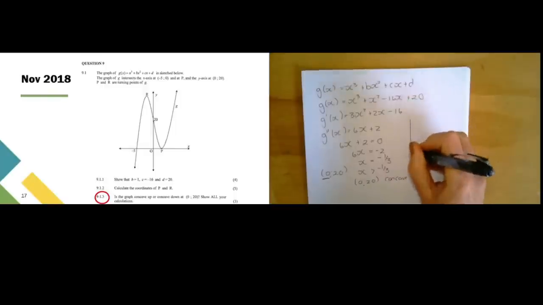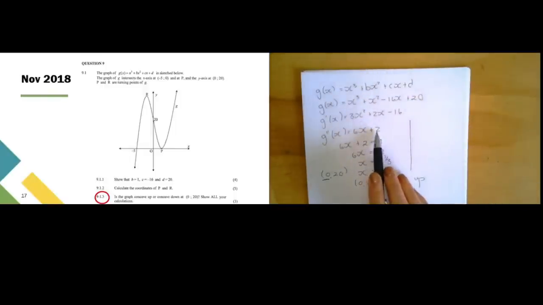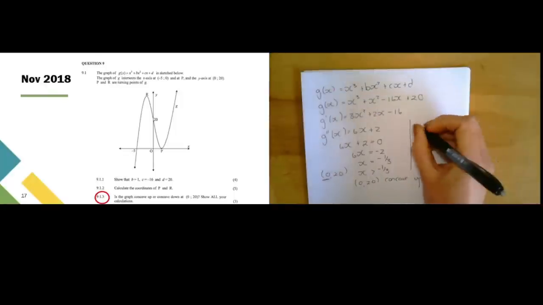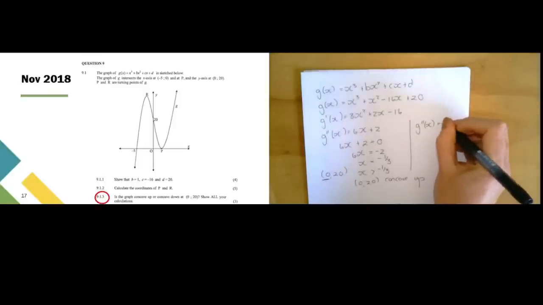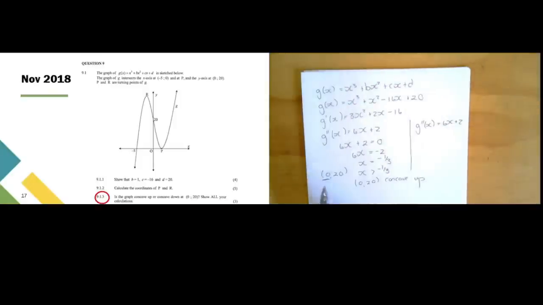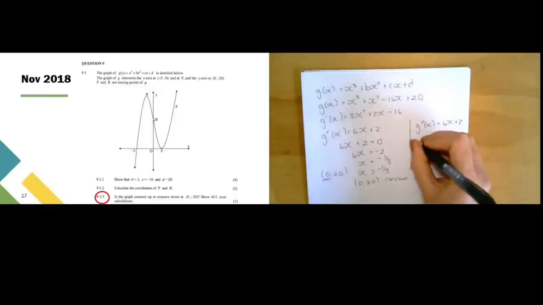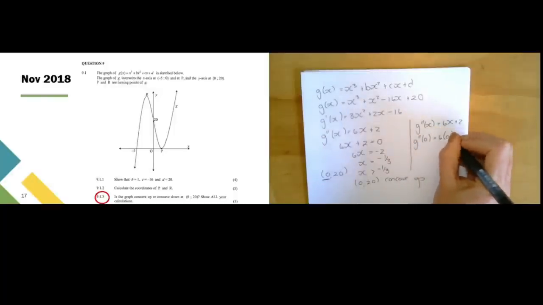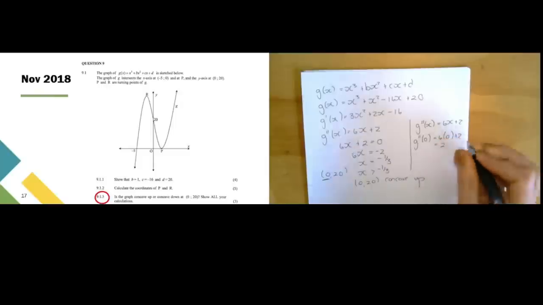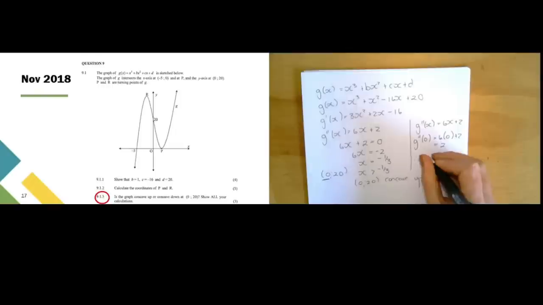There was a second way you could have done this. After you got your second derivative, which we got was 6x plus 2, we could have gone and subbed in 0 to see what happens. So we could have said, okay, what happens if I sub in 0? 6 times 0 plus 2 gives me 2. This answer is greater than 0, which means this graph must be concave up. Two ways to show it.